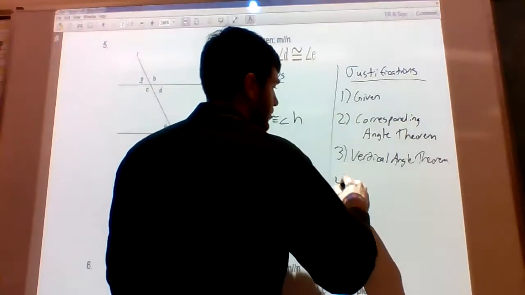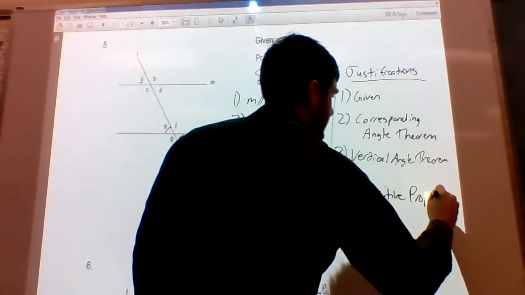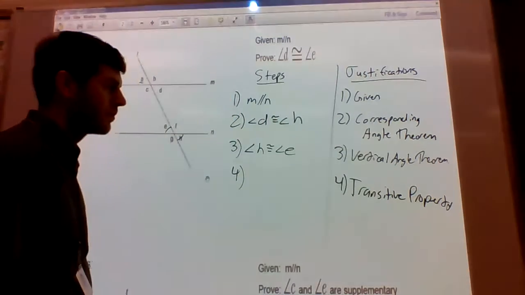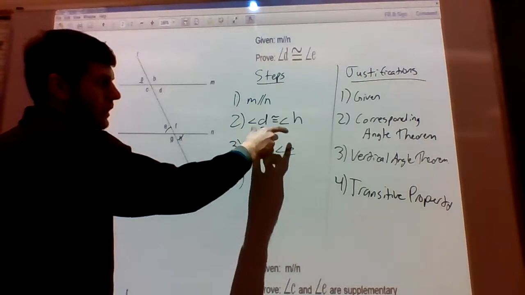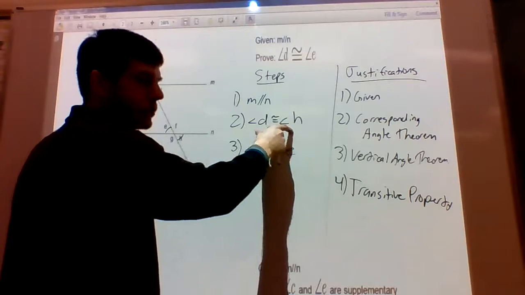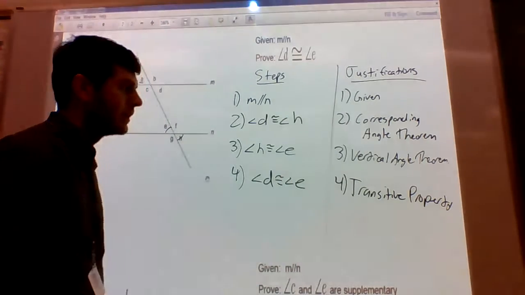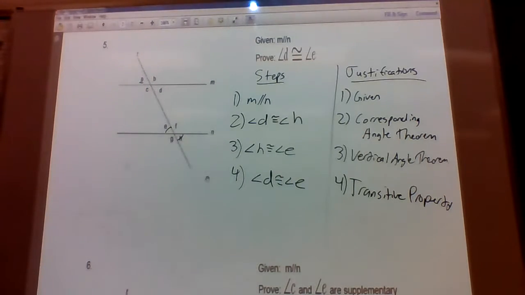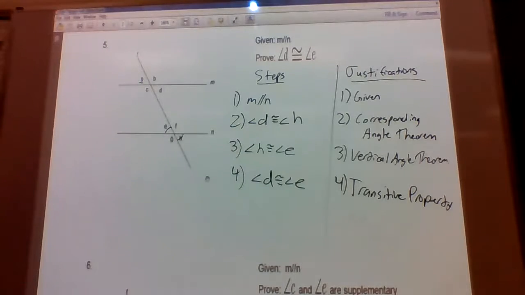Okay, so we can use the transitive property of congruence to prove what? That D is congruent to E. So angle D is congruent to H, and angle H is congruent to E, then angle D is congruent to angle E. If two things are equal to the same thing, then they are equal to each other. If two things are congruent to the same thing, then they are congruent to each other. Both D and E are congruent to angle H, so D and E are congruent to each other.